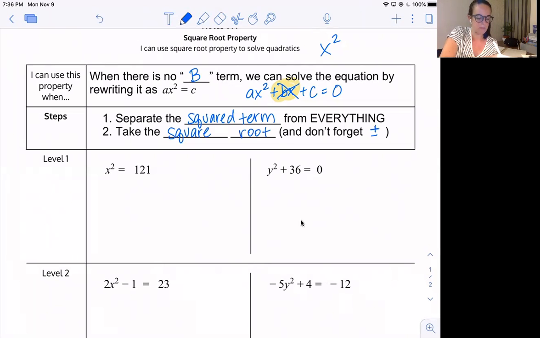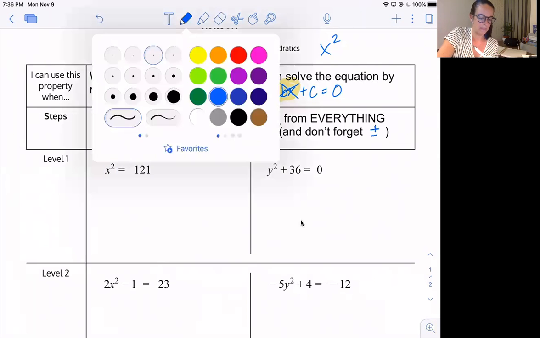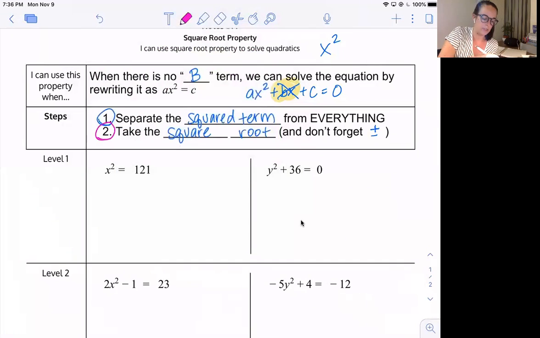So step 1, separate the squared term from everything. So I see here's the squared term. There's an equal sign. Everything is separated away from it. So we did the first step. And then for my second step, I'm going to take the square root, making sure I remember positive and negative. So the opposite of a square is the square root. It is the inverse operation. So what I do on one side, I have to do to the other. Square root and the square will cancel and leave me with just x equals. And I'm going to have the positive and negative version of the square root of 121.